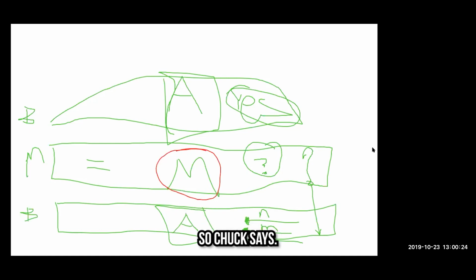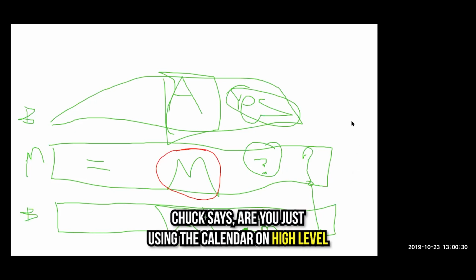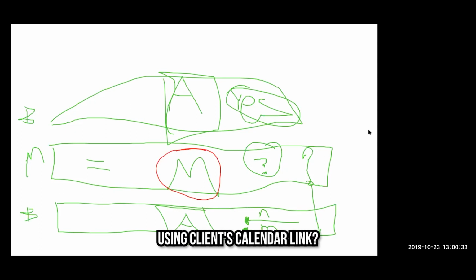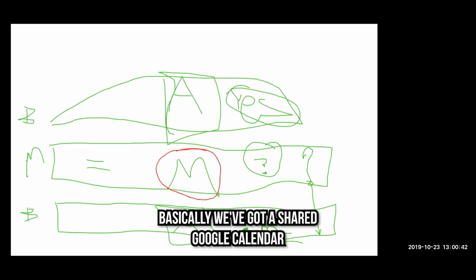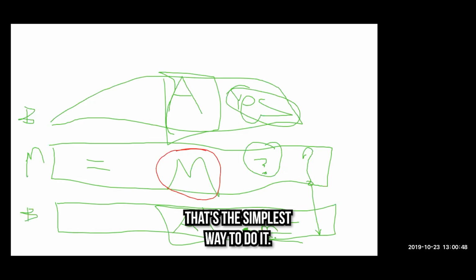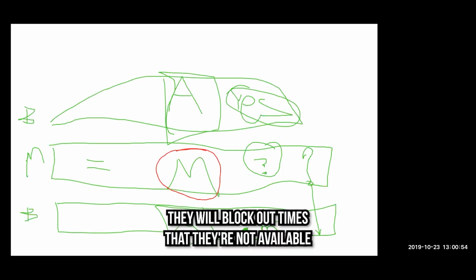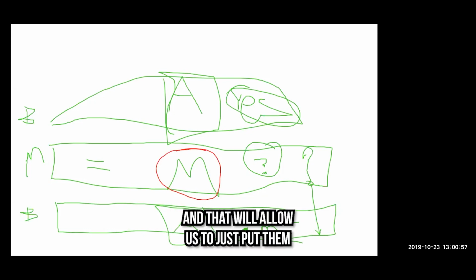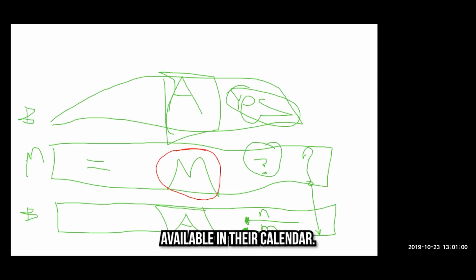Okay, cool. So Chuck says, are you just using the calendar in HighLevel or using a client's calendar link? If using HighLevel, how do you sync with their calendar to know what their availability is? Good question, Chuck. Basically, we've got a shared Google Calendar that connects with HighLevel to show open spots. That's the simplest way to do it. On their shared Google Calendar, they will block out times if they're not available, and that will allow us to just book them with times that are available in their calendar.